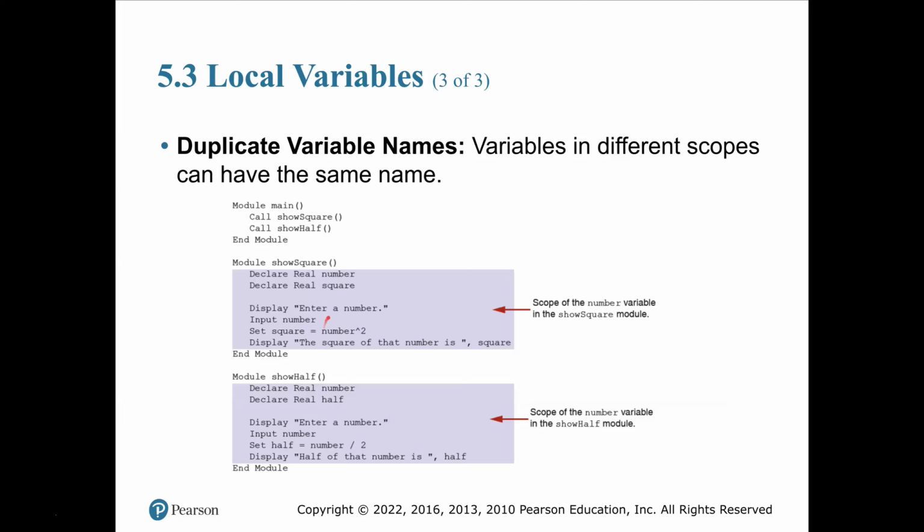So here's an example of using the same variable name in different methods. So here we've declared this real variable named number. We've declared it again in showHalf. So even though these are the same variable names, they're two different variables, and they will not interact or interfere with each other in any way.